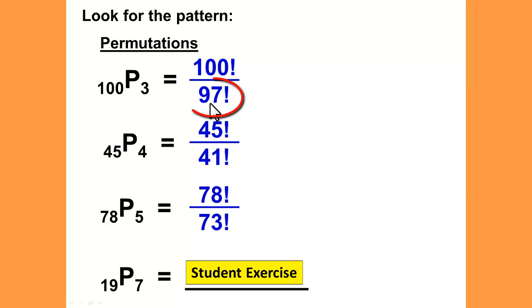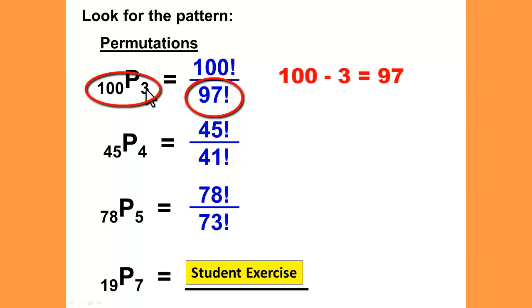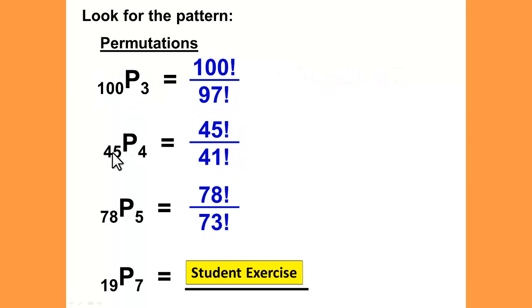Well, we have 97 on the bottom of the first one. We have a 3 and 100. Where are we getting 97? Well, we could subtract 100 minus 3 and get 97 factorial. Does that hold true if we do the same procedure for the next problem? 45 minus 4 gives us 41. Yes, it does. 78 minus 5 would give us 73. So the bottom of your student exercise, the bottom of your fraction, would be 19 minus 7, or 12 factorial.